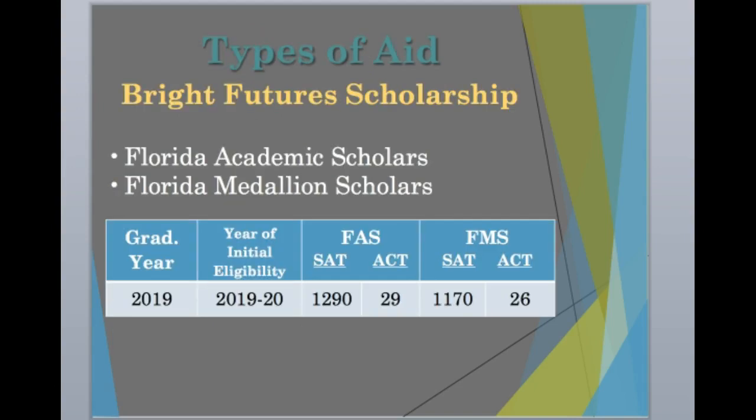The Bright Futures Scholarship, again, we've talked about this multiple times throughout your course at SCA, and I met with all of the SCA seniors and talked with them about the Bright Futures Scholarship in depth. There are two levels of the scholarship, the Florida Academic Scholars Program and the Florida Medallion Scholars Program, and you can see the eligibility that is required there as far as SAT and ACT scores. They are also to have a 3.0 or 3.5 GPA, and they do have a community service requirement.